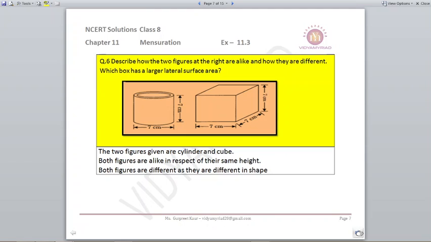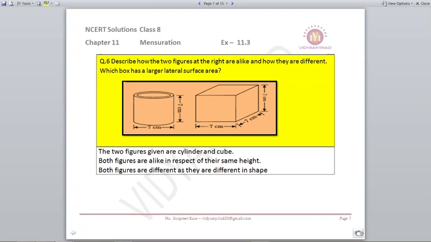Describe how the two figures at the right are alike and how they are different. Which box has a larger lateral surface area? Now when I talk about the two figures, first of all, first one is in a cylindrical shape and the second one looks like a cube. They are alike because they both have the same height, which is 7 centimeters.